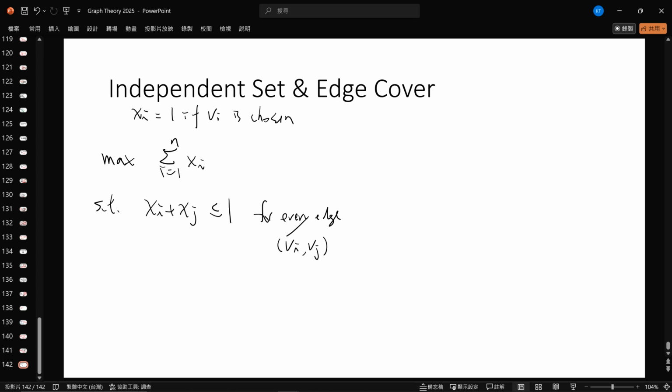So that's it. And if you want, you can also add the binary constraint. So this is the mixed integer linear program for independent set. Now for the dual problem, because we have one dual variable for every constraint, and because we have one constraint for every edge, we have one dual variable for every edge.